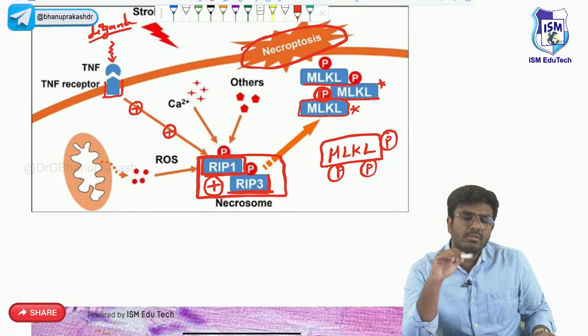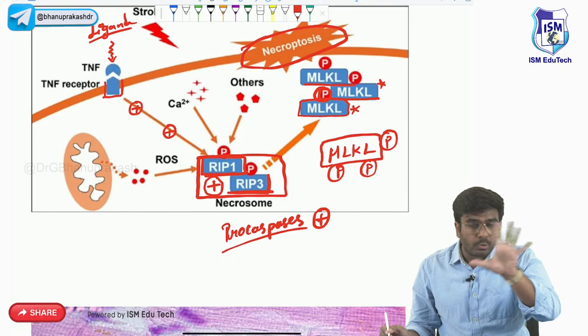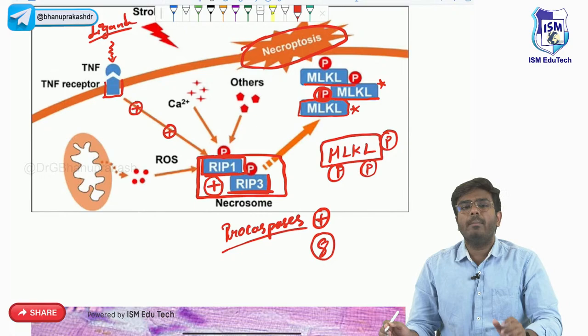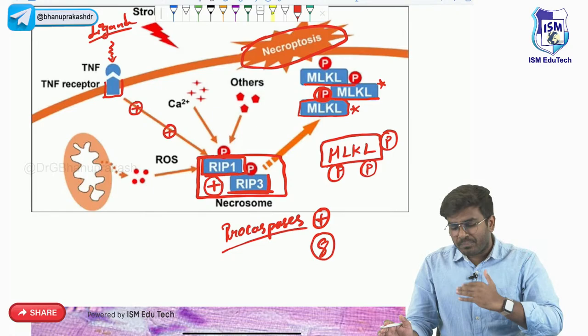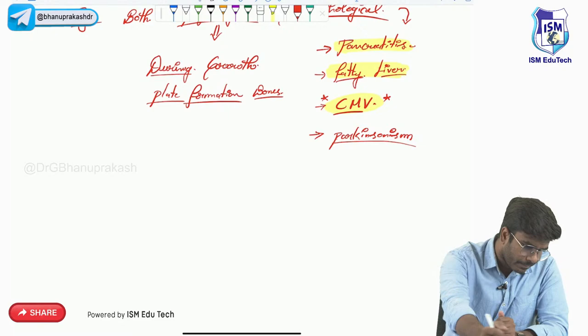Actually, procaspases are also involved, but they are procaspases, not the active caspases. Procaspase 8 is involved, but the actual active caspases are not taking part in the events of necroptosis. So, this is what I want you to know regarding necroptosis.